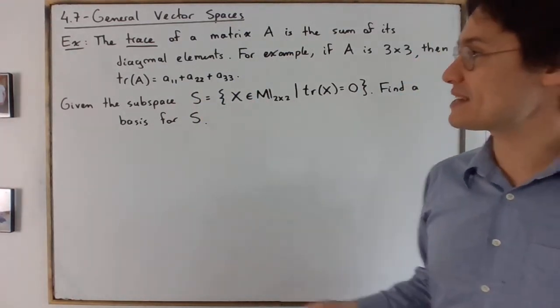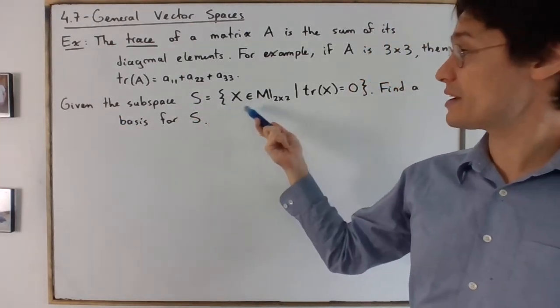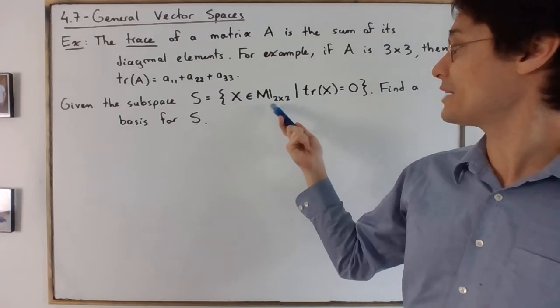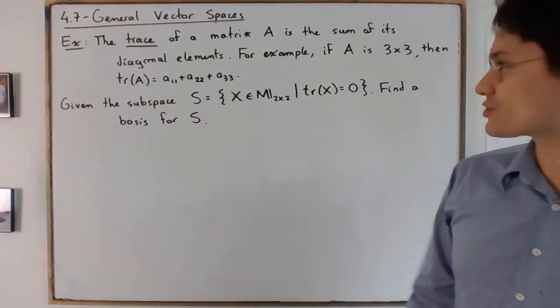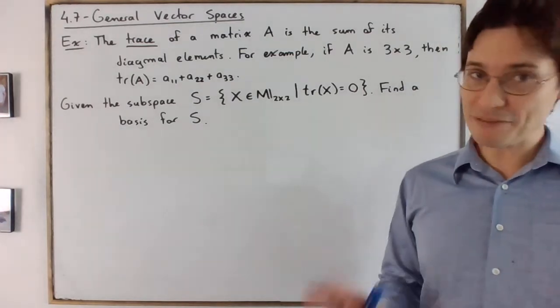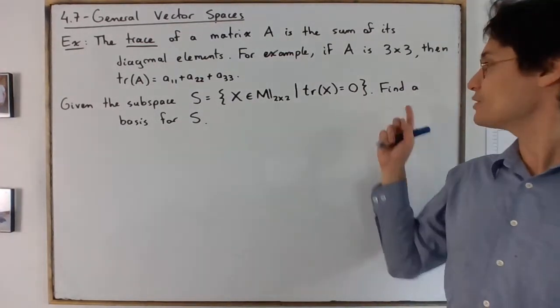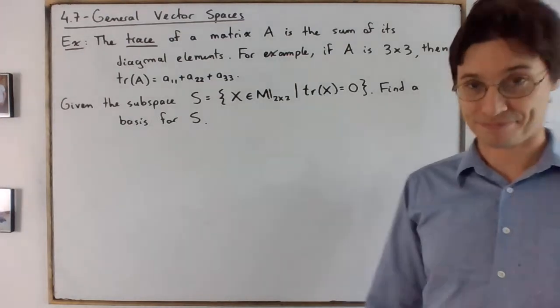And the problem is this. We are given this subspace, the set of all 2 by 2 matrices for which the trace is 0. And you don't have to prove that it's a subspace. I'm telling you that it is, but I'm asking you to find a basis for it.